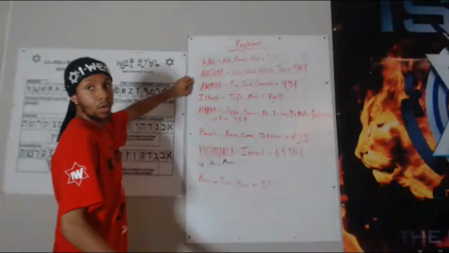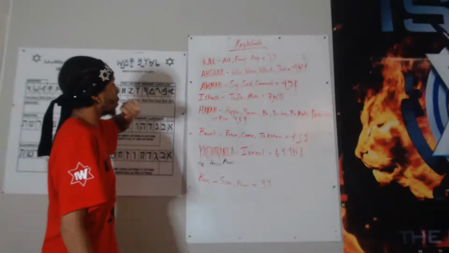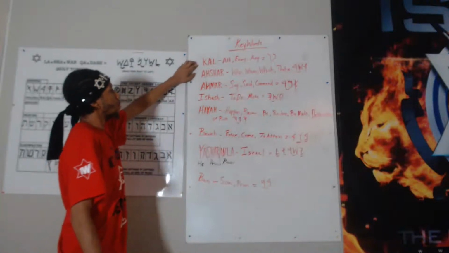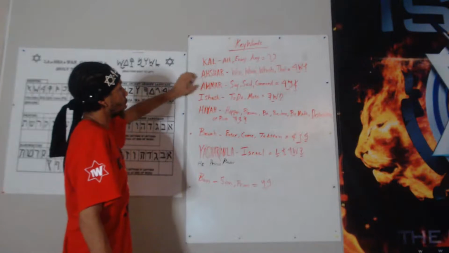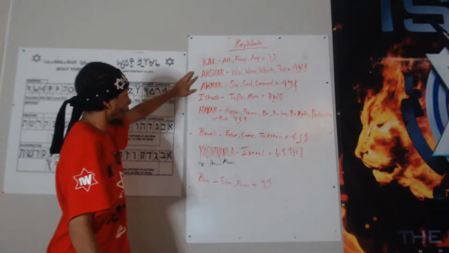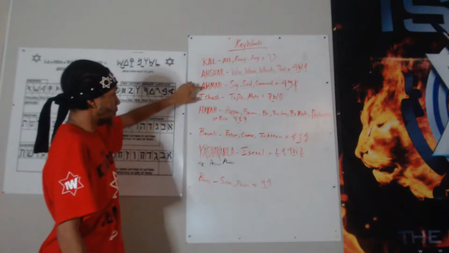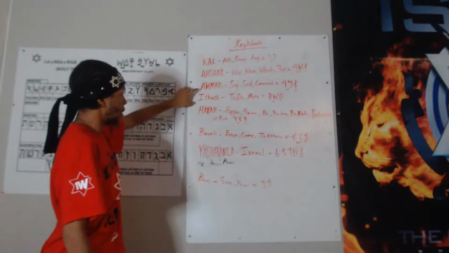Most common Hebrew words as well. I think that it is very important. So what we have right here for keywords is kol, which means all, every, or any. Asher is who, whom, which, that which we used earlier today. Amar: say, said, and command, which you also used earlier.